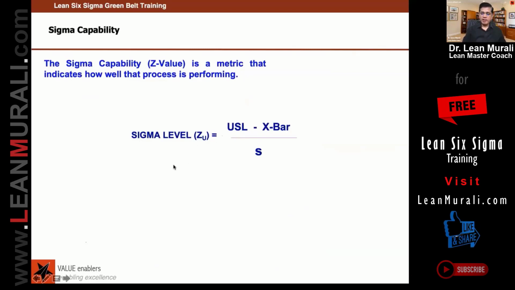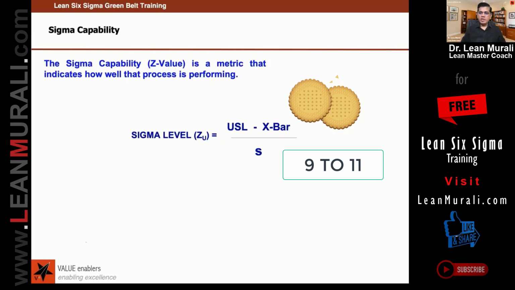Sigma level is nothing but this: you imagine the upper specification limit, and you imagine the average, that is the mean. For example, if the biscuit weight should be 9 to 11, what is the upper specification limit? Suppose we want the biscuits to weigh between 9 and 11. What is the upper specification limit? 11 is the upper specification limit.